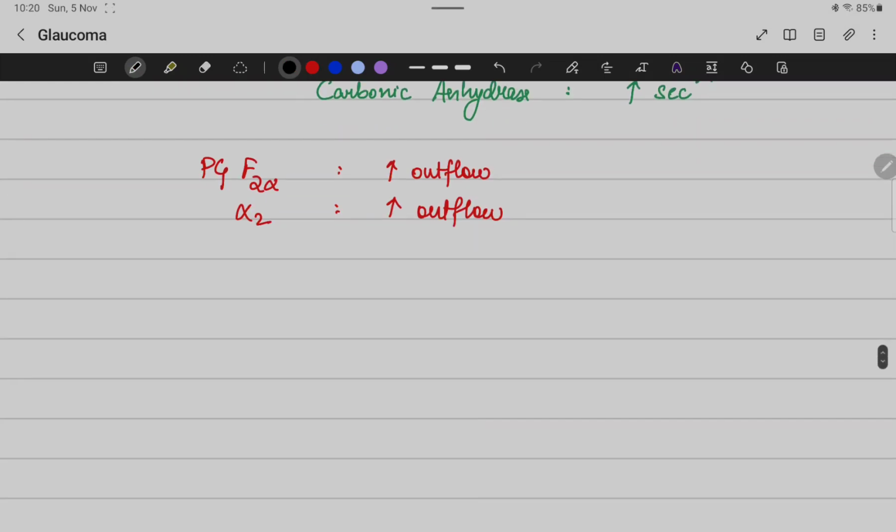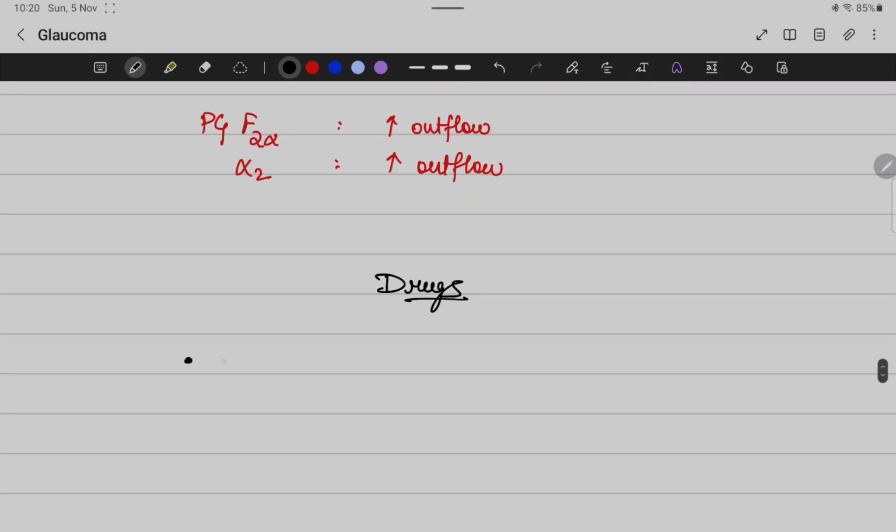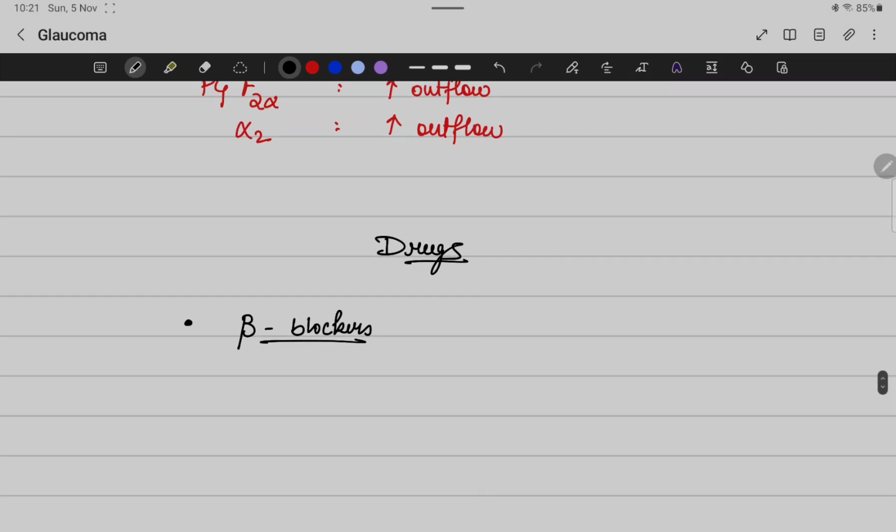Now, the drugs used in the treatment of glaucoma are as follows. We'll write the drugs here. First you have your beta adrenergic blockers, your beta blockers, available as topical eye drops. What beta blockers do we use? We use timolol, levobunolol, and carteolol.